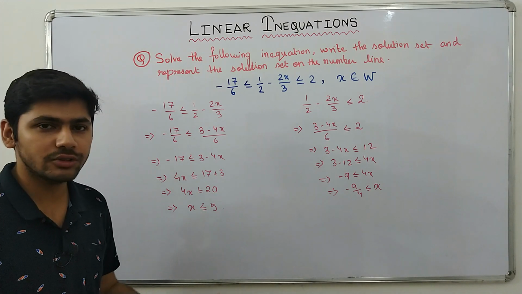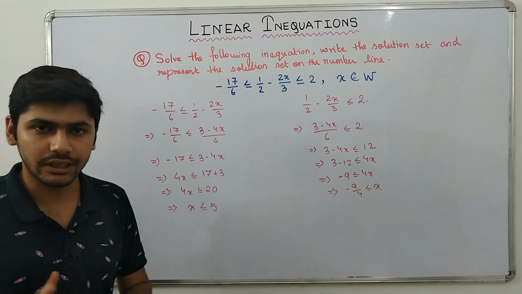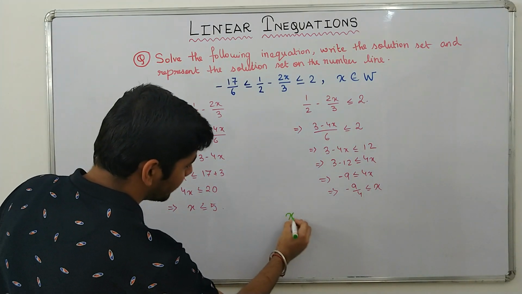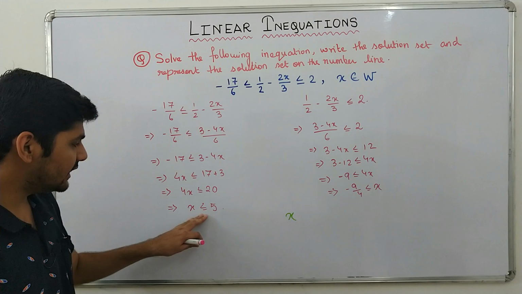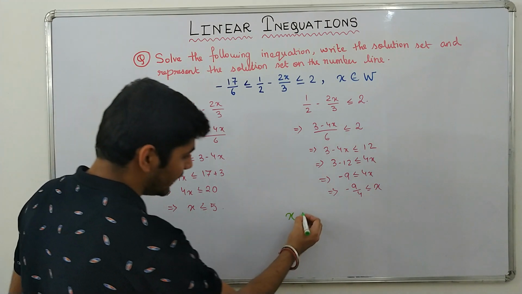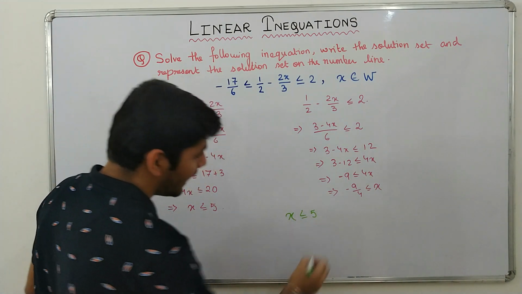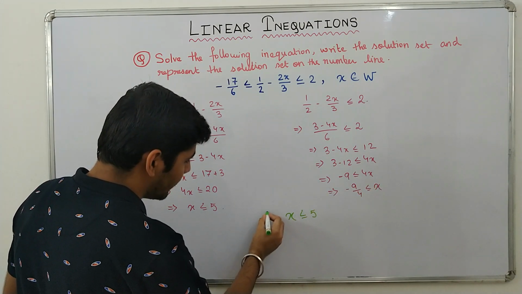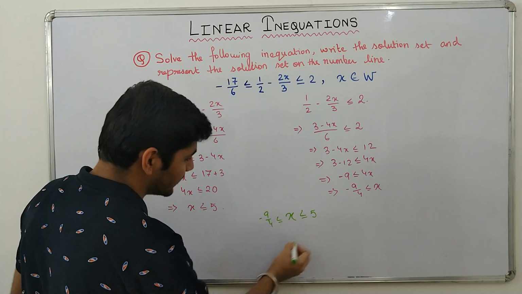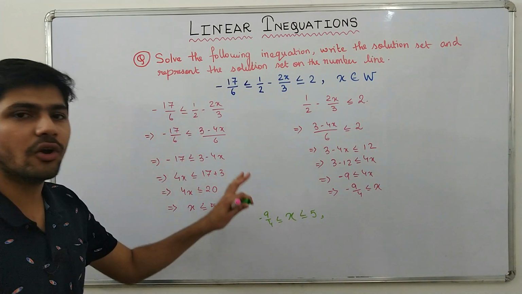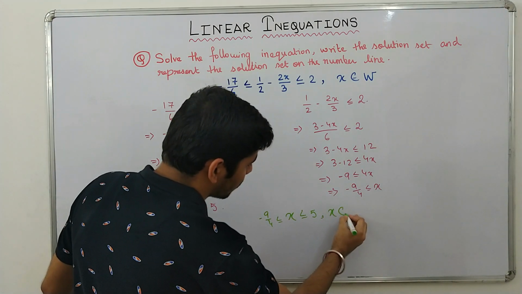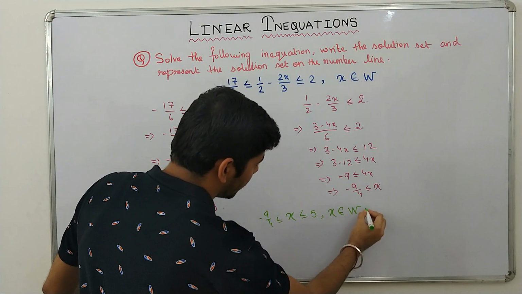Let's combine both the solutions to get our final solution. I'll write x in between. Now x is less than equal to 5, so I'll write that x is less than equal to 5. And minus 9 by 4 is less than equal to x, so I'll write that minus 9 by 4 is less than equal to x. And over here x belongs to whole numbers. So x belongs to whole numbers.